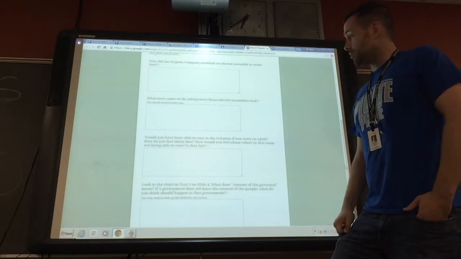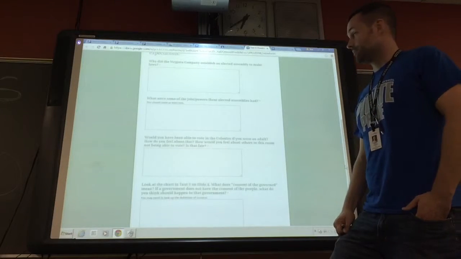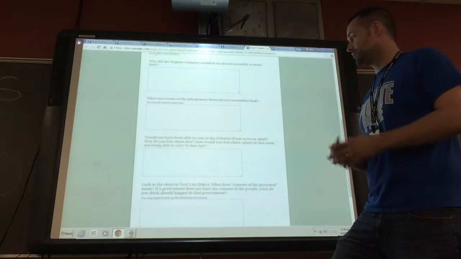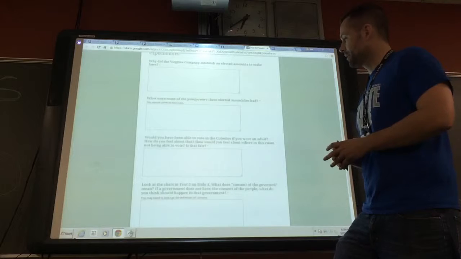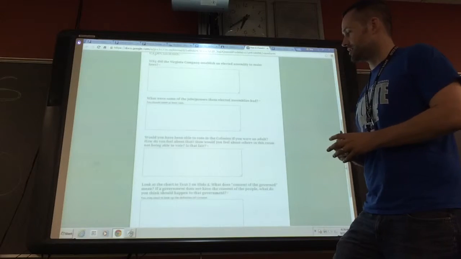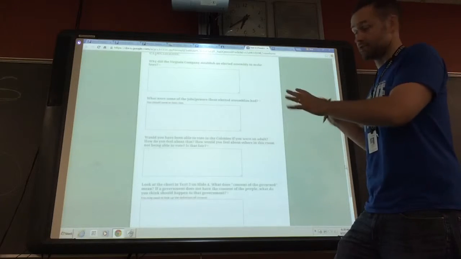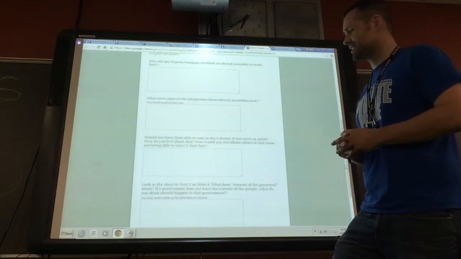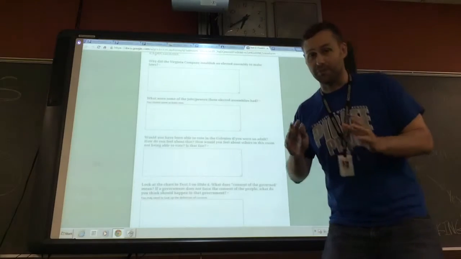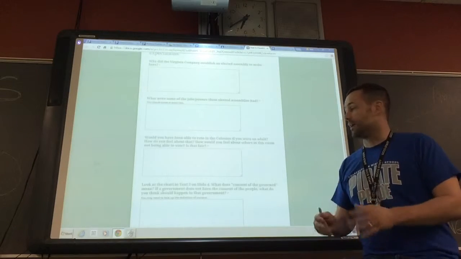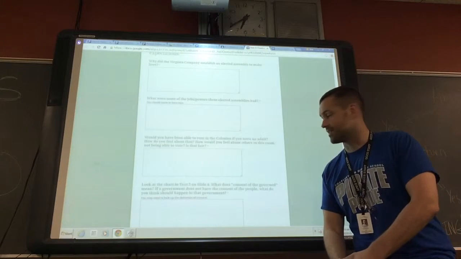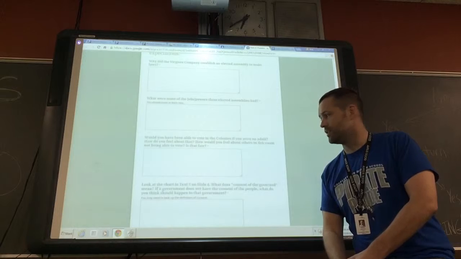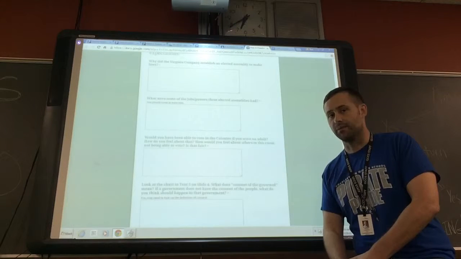Would you have been able to vote in the colonies if you were an adult? How do you feel about that? How would you feel about others in this room not being able to vote? Is that fair? And then finally, look at the chart in text 3 on slide 4, the chart I just showed you. What does consent of the governed mean? I want you to define that phrase in your own words. You may need to look up the word consent. If a government does not have the consent of the people, what do you think should happen to that government?